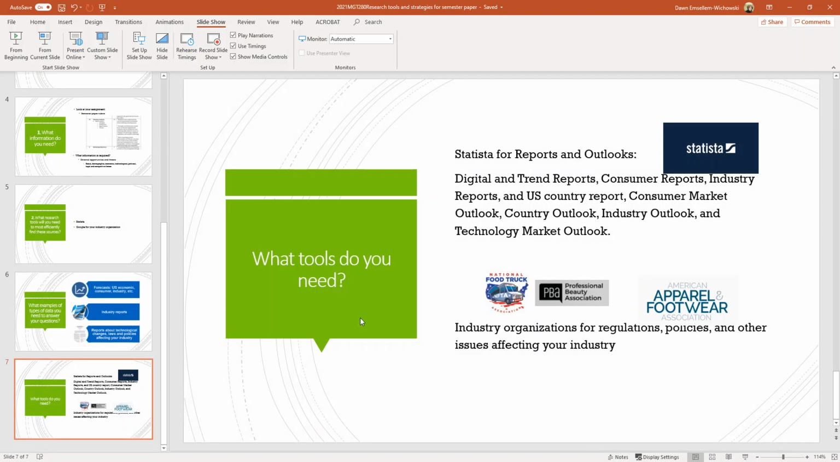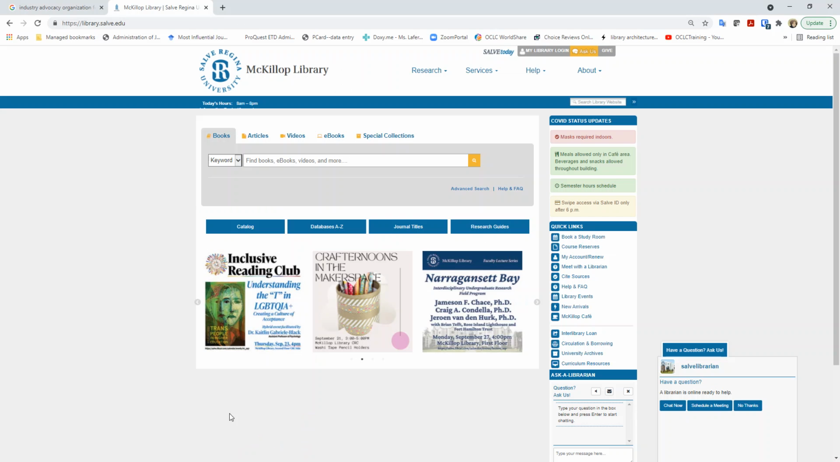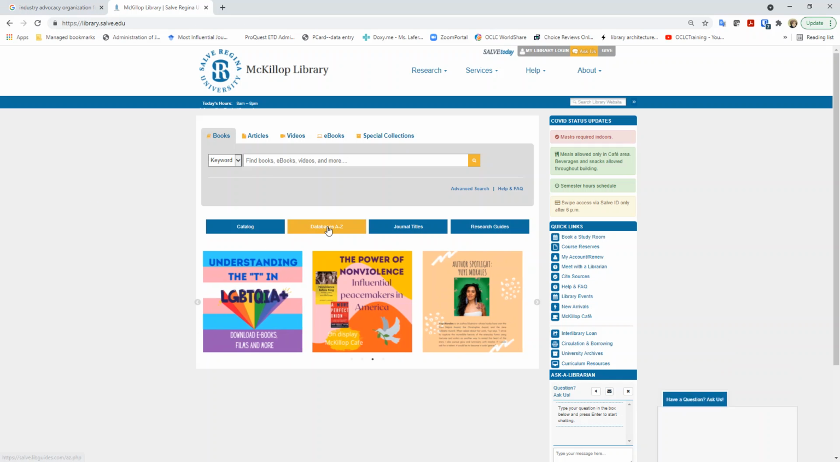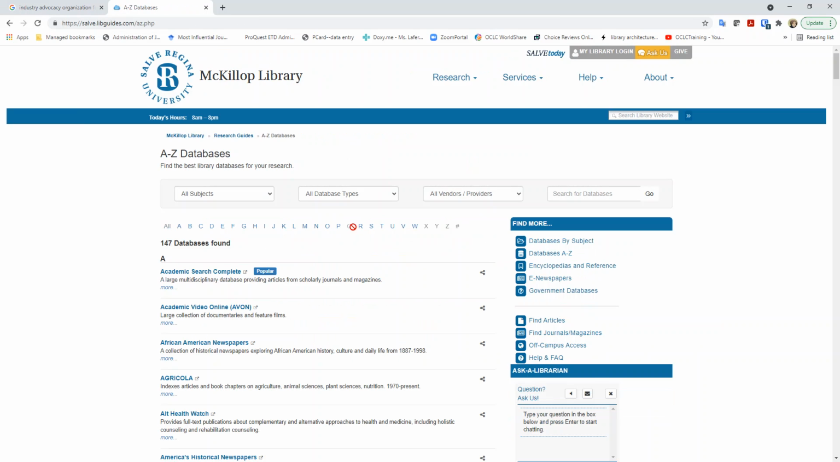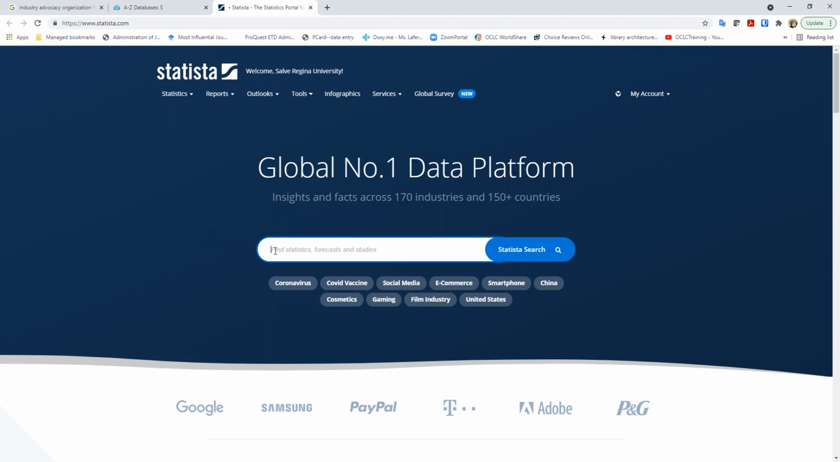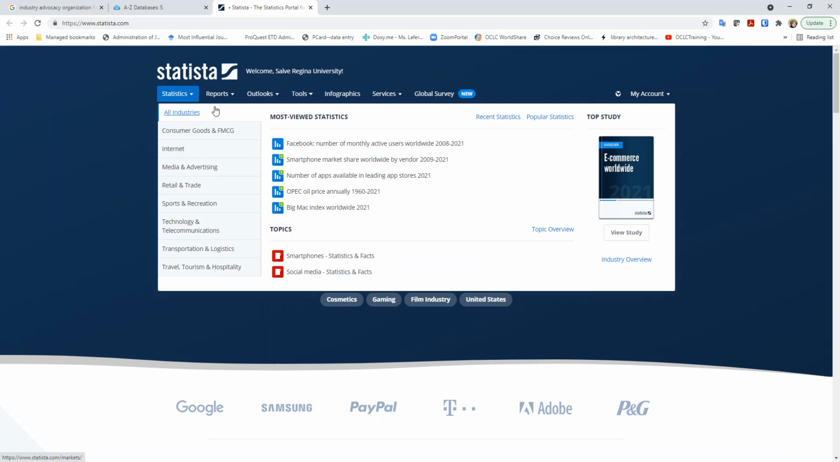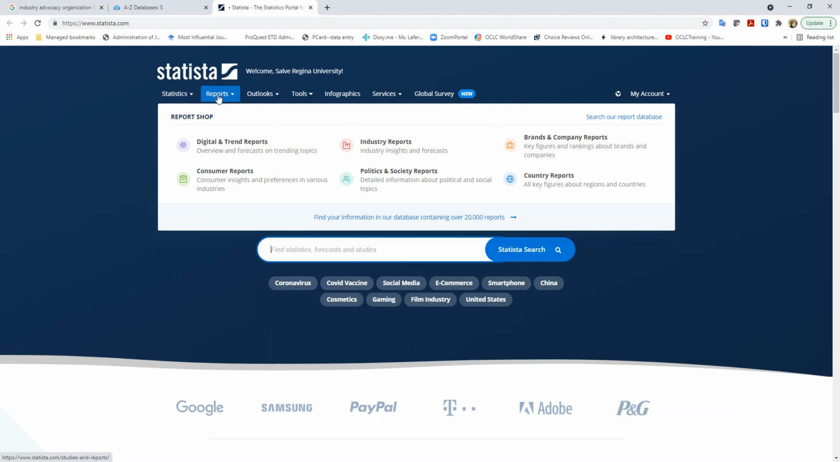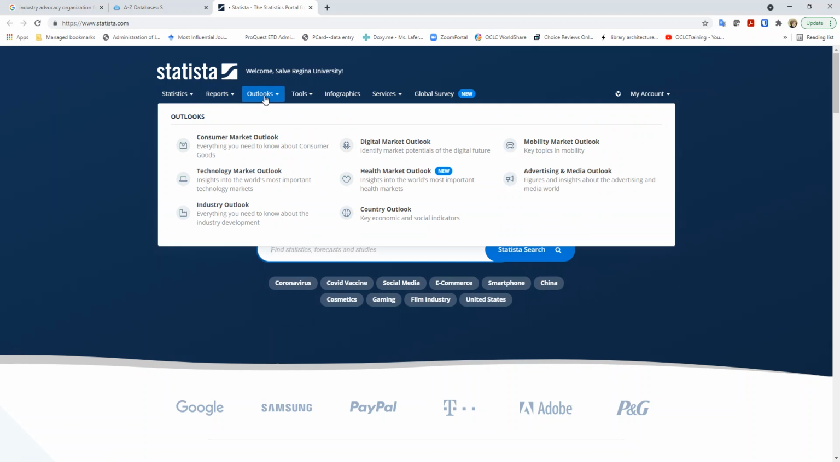So with that, let's go to the library's homepage, and we'll just jump into Statista. The way we do that is we go to Databases A to Z. You can Google Salve Library and get to this page. And then we're going to go to S for Statista, and we're going to scroll down to Statista. You can do a search right in here, but I'm going to urge you to look at Reports and Outlooks.